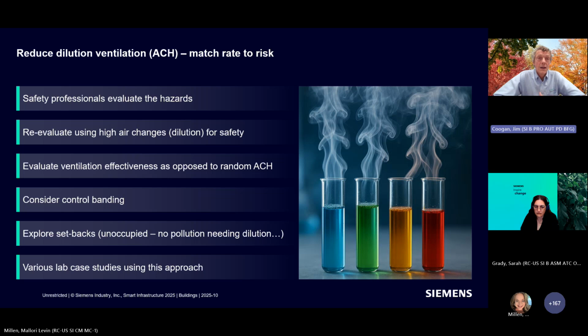And we want to see that regardless of what the number is, that we're doing the right job of removing the hazards. And if we're not, can we improve the way we ventilate instead of adding more or keeping it high? Can we improve the way we put the air in, the way we pull the air out, so that we do a better job of protecting the people and preventing exposures.